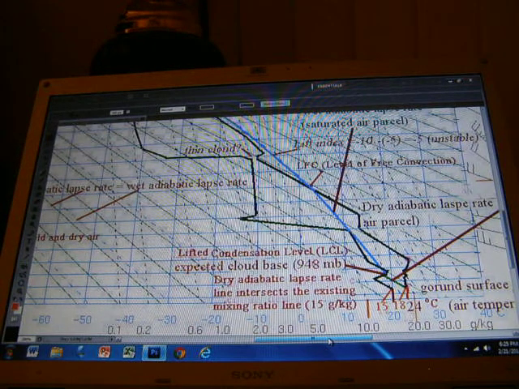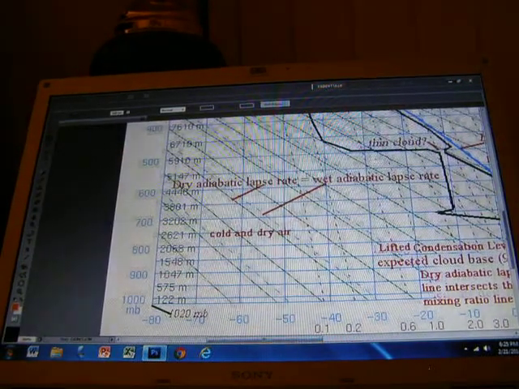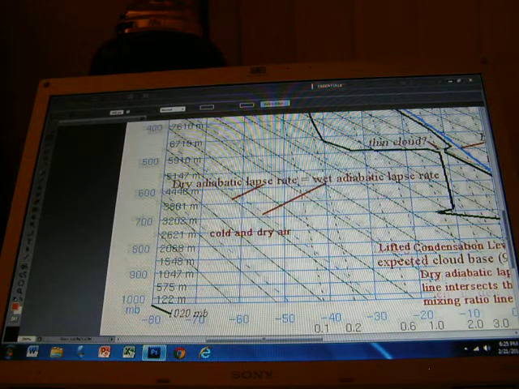On the Stuve diagram, the horizontal axis shows the air temperature in degrees Celsius, and the vertical axis shows the pressure level in millibar or altitude in geopotential meter, which is very close to physical height in meter. So geopotential height and physical height are very close in values, so we can ignore the difference.